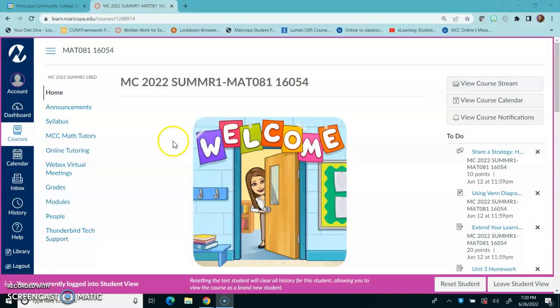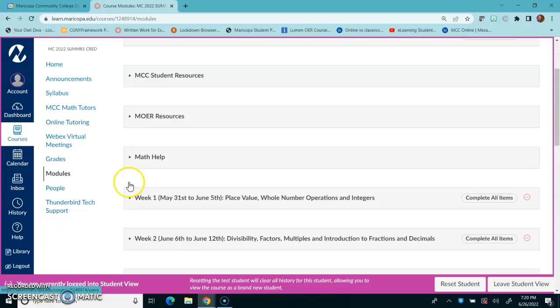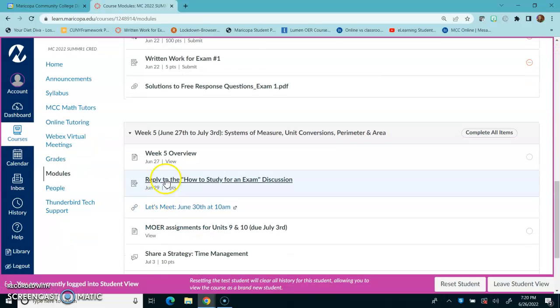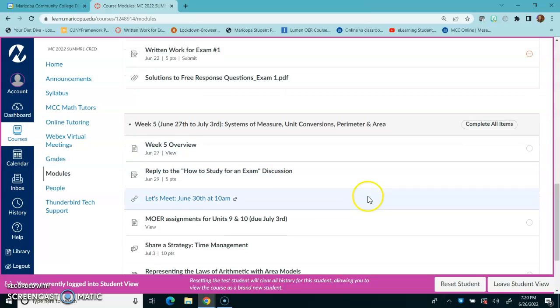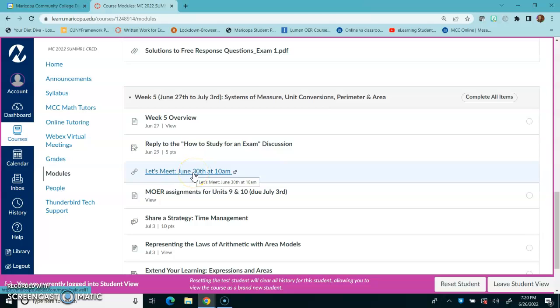All right, so here we are in our Canvas course. Let's go into the modules and let's take a peek at week 5 and see what's coming. So if you go into the week 5 overview, remember that's how you should start every week. That'll give you a list of everything that's coming during the week. But a couple things I really want to draw attention to in this video is, first of all, the Let's Meet session. So I have it scheduled for Thursday, June 30th at 10 a.m. And there's a few things that I think we can really accomplish during the Let's Meet session this week.